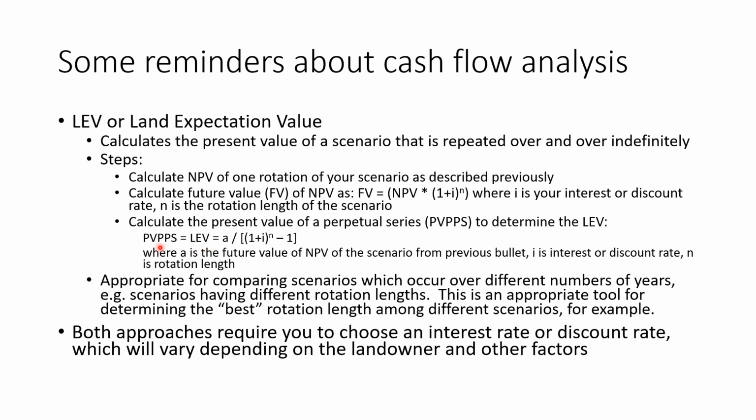That basically creates the present value of a perpetual series. So it says if we have this, for instance, 30-year rotation scenario and we repeat it indefinitely into the future, what is the present value of that infinite series? And that land expectation value then is a number that we can compare to other scenarios legitimately. So for instance, this is an appropriate tool for determining the best rotation length among different scenarios, for example.